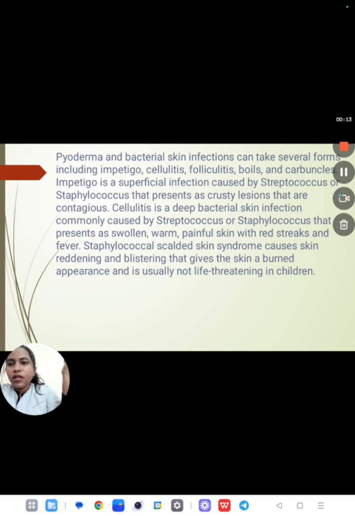Impetigo is a superficial infection which is caused by strepto or staphylococcus that presents as crusty lesions and that are contagious. Cellulitis is a deep bacterial skin infection commonly caused by strepto or staphylo that presents as swollen, warm, painful skin with a red streak appearance. For SSSS, because reddening and blister formation is there, that gives a burnt appearance.